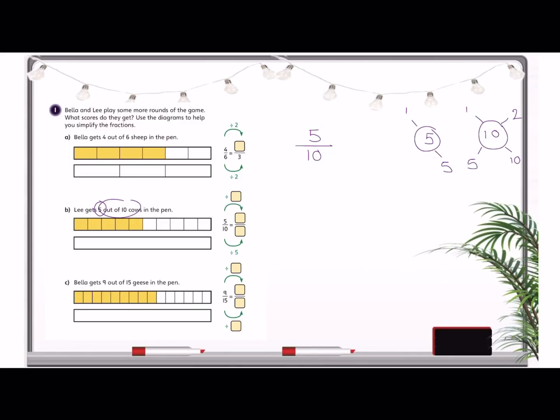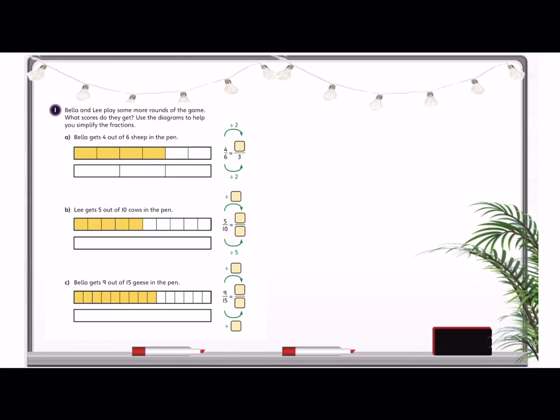And I can see in 10, a common factor is 5. So now I'm going to be dividing the numerator and the denominator by 5, always doing the same to the top as we do to the bottom. So 5 divided by 5 is 1, and 10 divided by 5 is 2. So therefore, Lee got half of the cows into the pen.